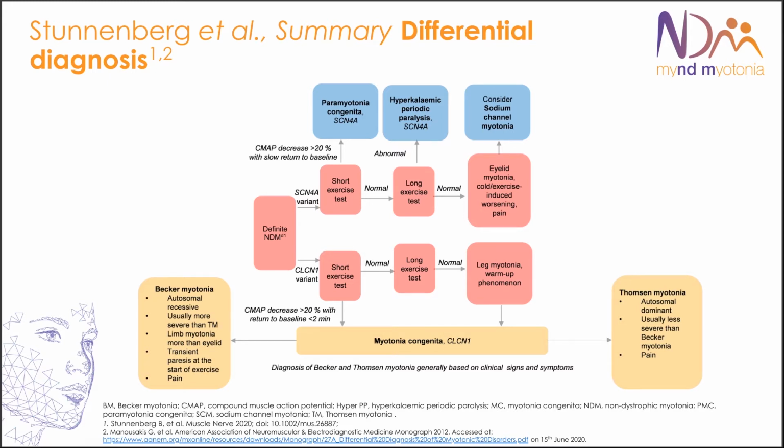So just to compare between Thomsen and Becker. Becker myotonia is a recessive disorder. It's usually more severe than Thomsen. The patients can have limb myotonia more frequently than eyelid myotonia. It's not rare to find transient paresis at the start of exercise, and patients can complain of pain. Thomsen is a dominant disease, usually less severe than Becker, and patients can also have pain. Both are produced by mutations in the CLCN1 gene.